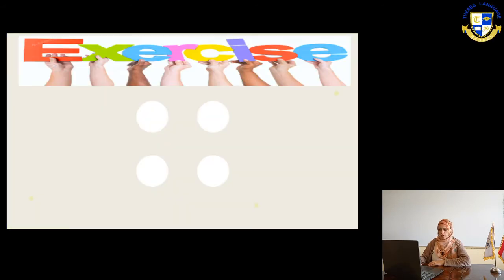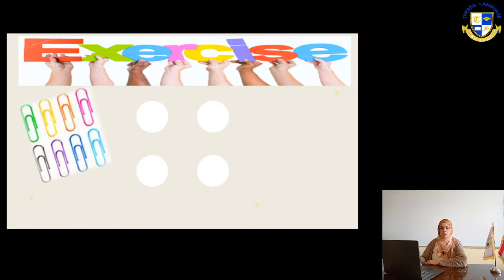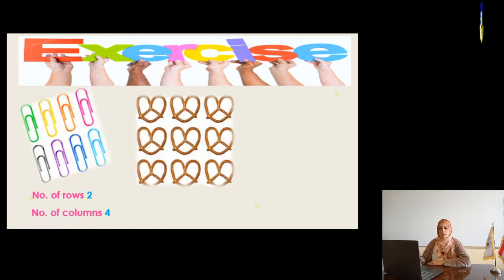Let's do an exercise. You have paper clips. You have 2 rows and how many columns? 4 columns. What about the crackers? You have 3 rows and 3 columns. What about the donuts? You have 4 rows and how many columns? You have 8 columns. Remember, rows are sleeping, columns are standing.